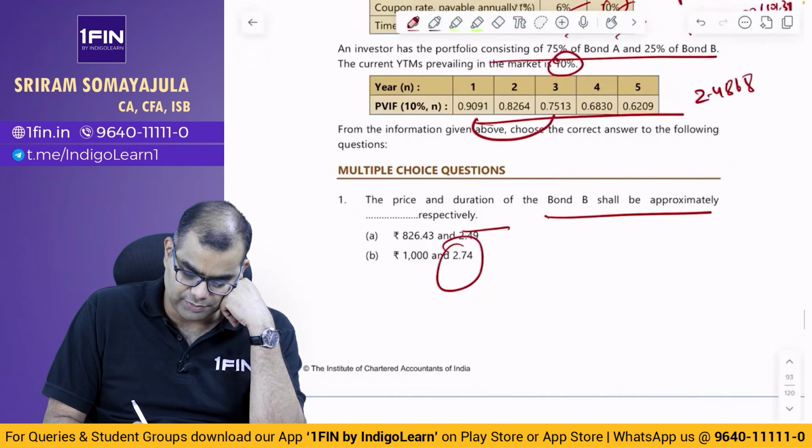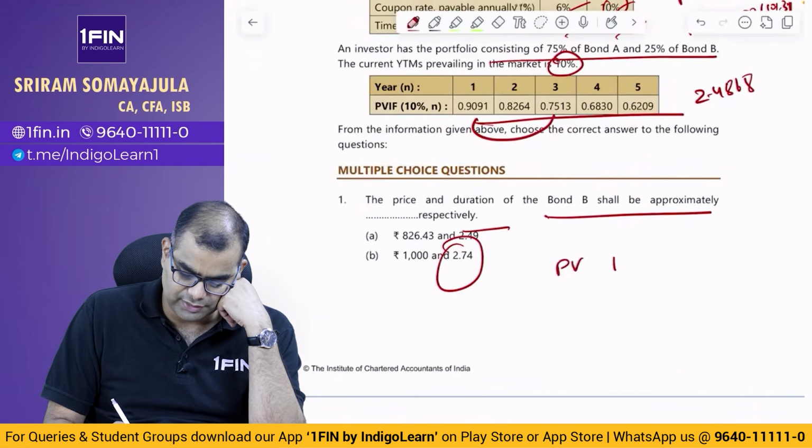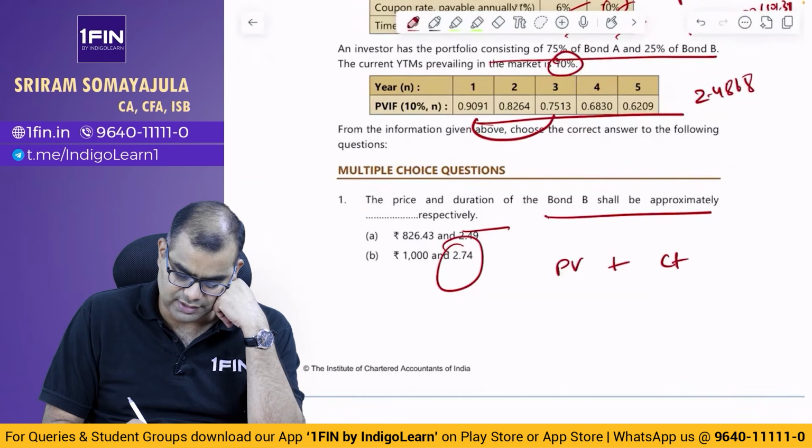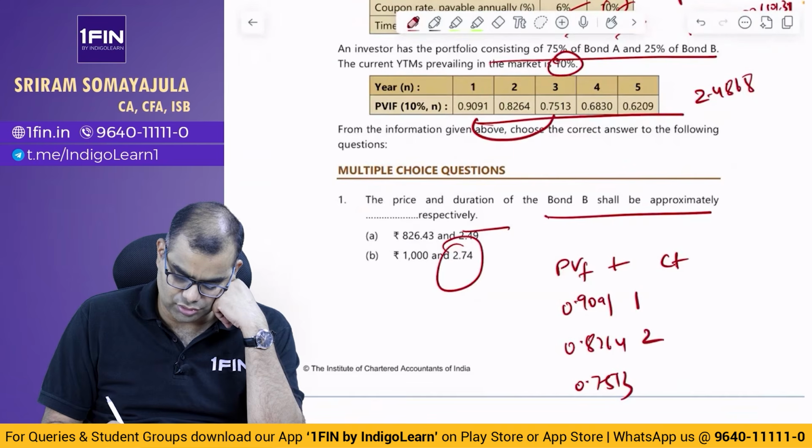What is duration? Present value, time, cash flow, sum of all of this divided by price. So what is present value factor? 0.9091, 0.8264, 0.7513. Period is 1, 2, 3. Cash flow is 100, 100, 1100. What is sum of all of this?